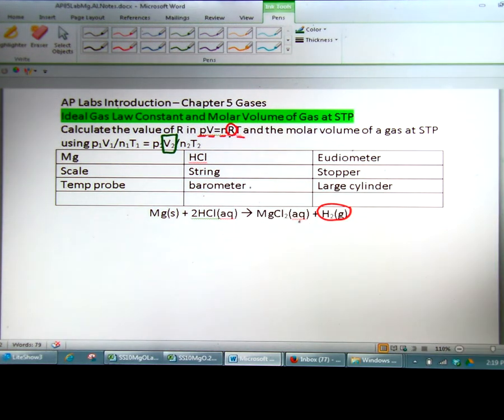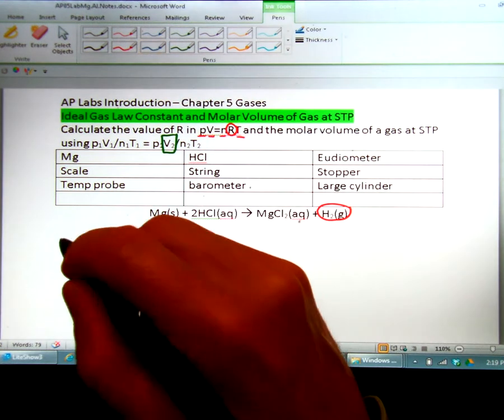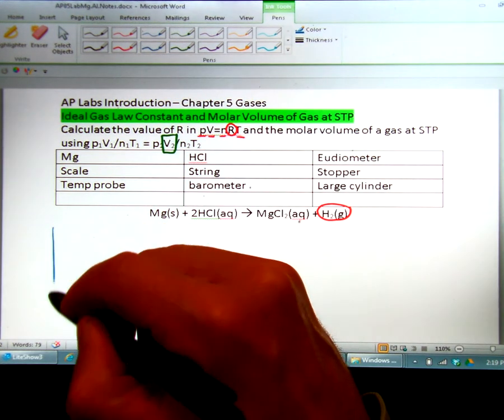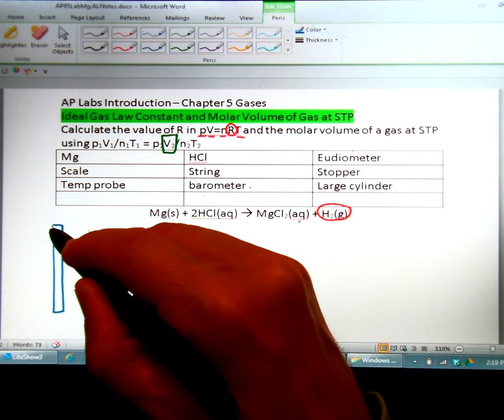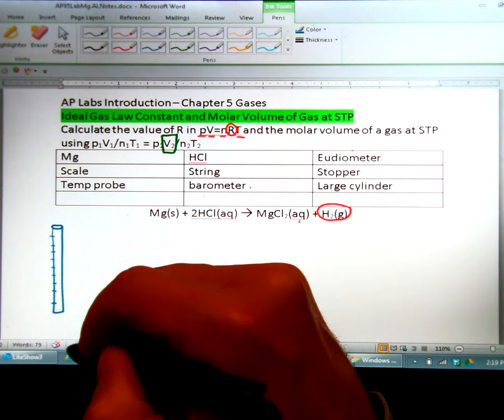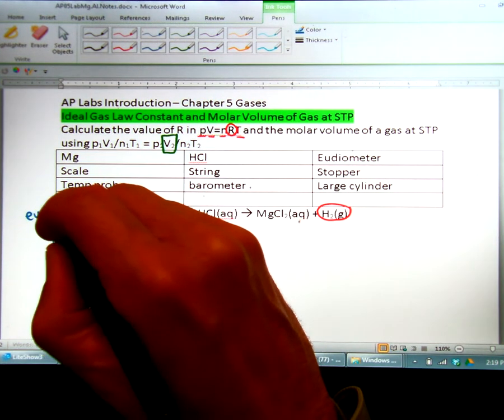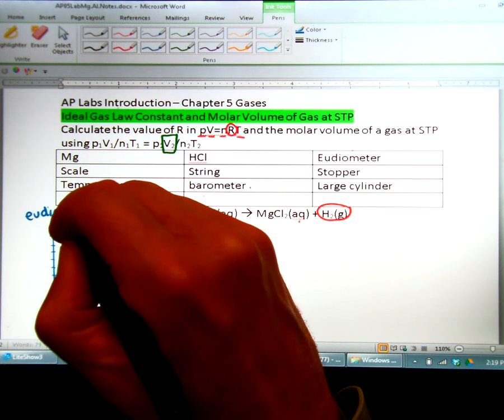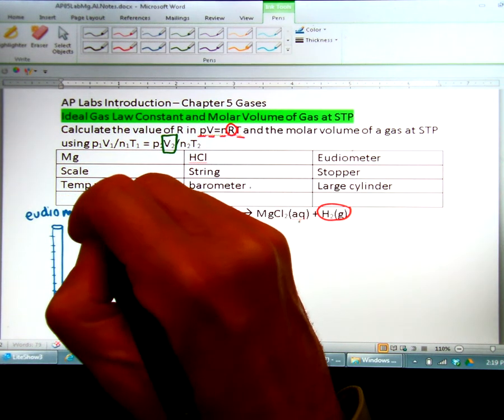The way you're going to do this is to be using a eudiometer. A eudiometer is like a giant test tube with graduations. So it's a very tall test tube looking glassware, and you're going to have markings on it for volume. So this is called a eudiometer, or "you-dee-ometer" if you pronounce it the way it's spelled.